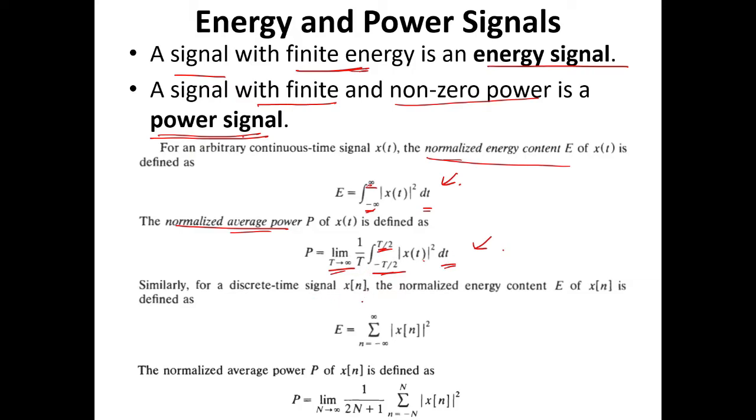Similarly, for the discrete time signals, this integration is replaced with summation. And the power is limit of capital N tending to infinity 1 by 2N plus 1, then summation of n equals minus N to N of modulus of x[n] whole square. Now if you see, in power as compared to energy, there is one extra factor 1 by T over here, and 1 by 2N plus 1. Why is this so?